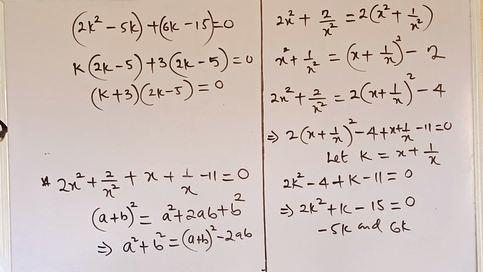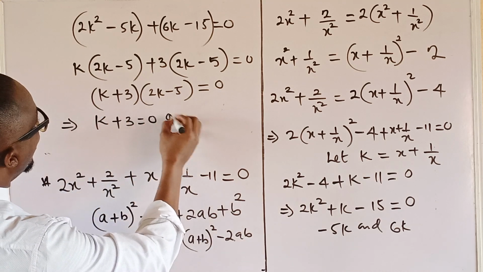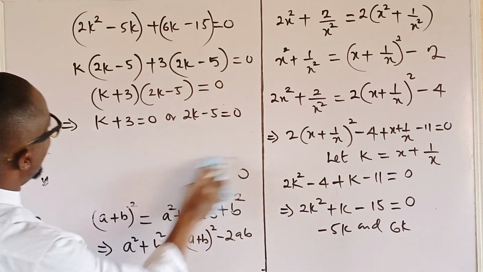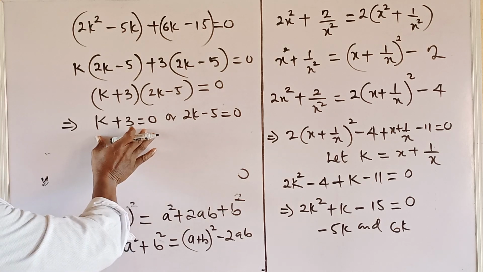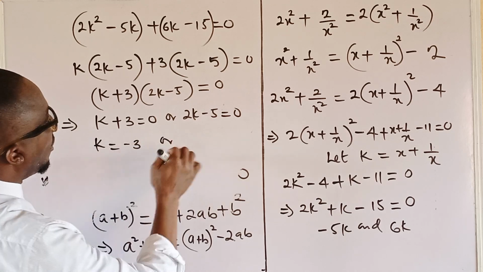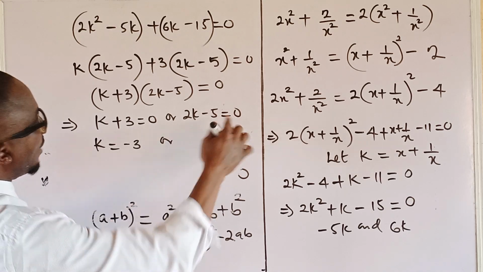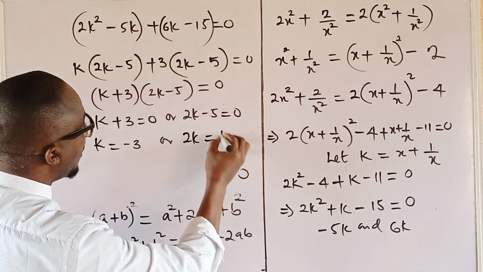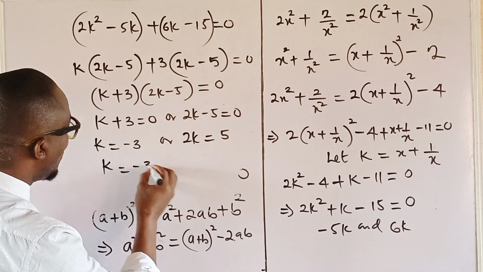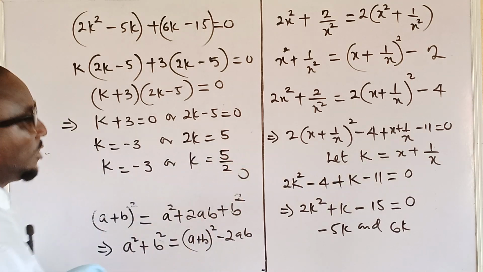Then from the zero product property, it implies that k plus 3 equal to 0 or 2k minus 5 equal to 0. If I subtract 3 from both sides in this first equation, I'm going to have k equal to negative 3. In the second linear equation, if I add 5 to both sides, 2k will be equal to 5. So our two values for k are k equal to negative 3 or k equal to 5 upon 2.